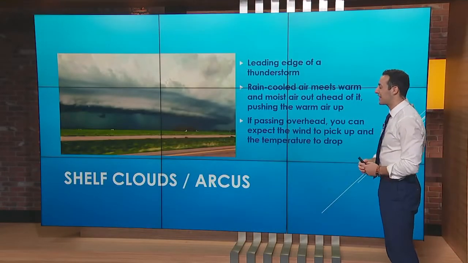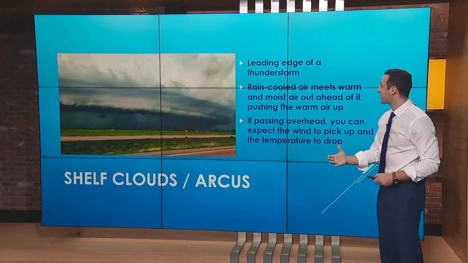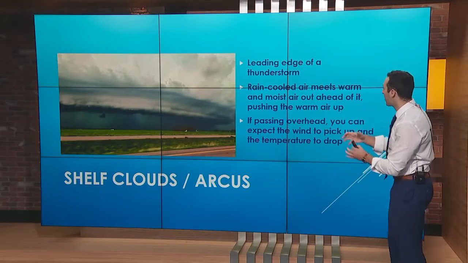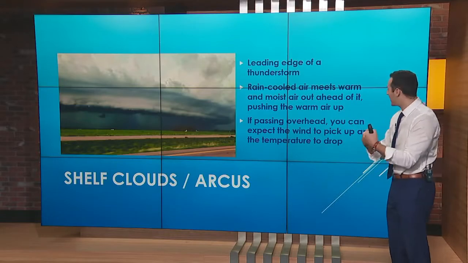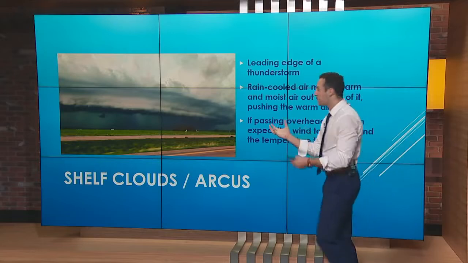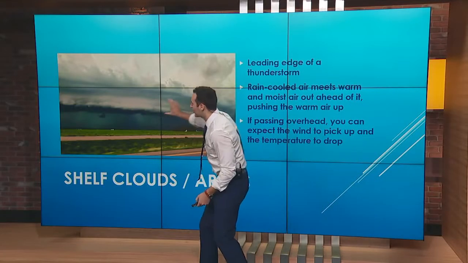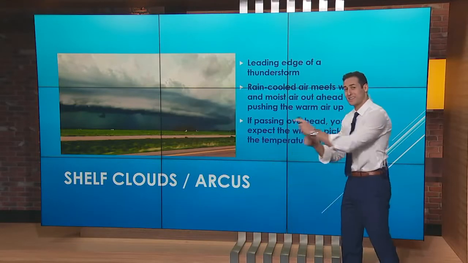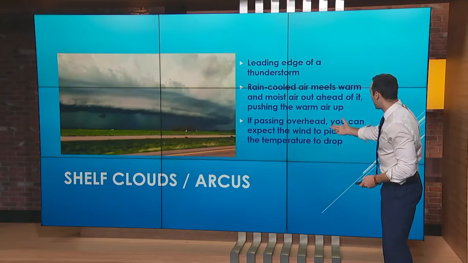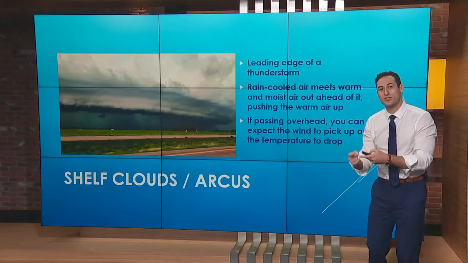And this is a shelf cloud, also known as Arcus. So this is the leading edge of a thunderstorm. Sometimes it forms when rain-cooled air meets up with warm and moist air out ahead of it, pushing that warm air up, and that warm air forms this shelf that you're seeing right here. If you see this pass overhead, there are a couple things you can expect. You can expect the wind to pick up and the temperatures to drop.